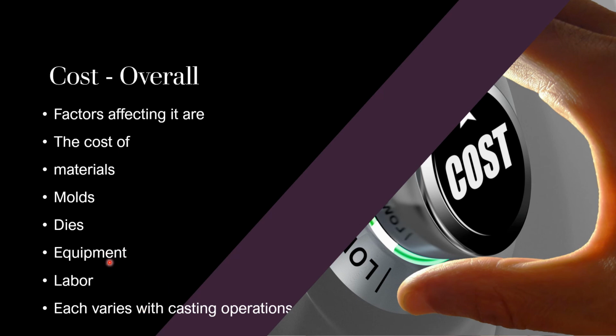I'm supposed to put this in the second row. So you have to read it like the cost of material, the cost of mold, the cost of dies, the cost of equipment, and then the cost of labor. Each one of them varies with the casting operations. Again, overall cost and casting economics are very important for the operation to stay in business. All right, so that's it for chapter 12.